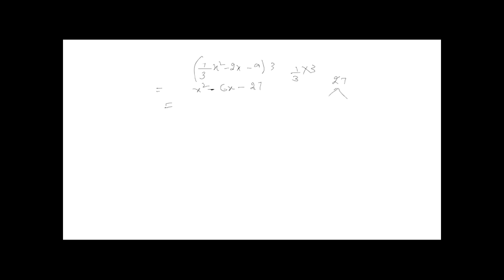This x is minus 9, x plus 3. So x squared minus 9x plus 3x minus 27. So x into x minus 9 plus 3 into x minus 9. So the answer is x plus 3 times x minus 9.